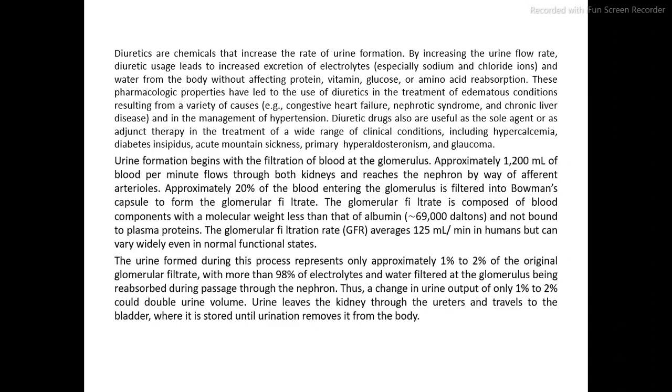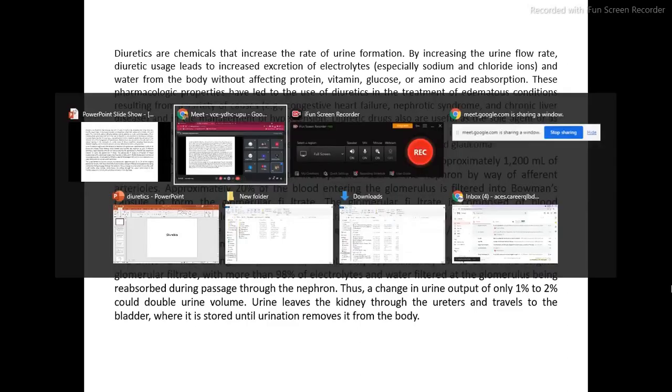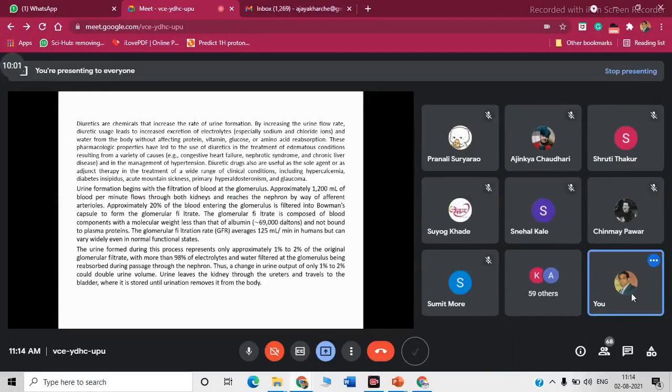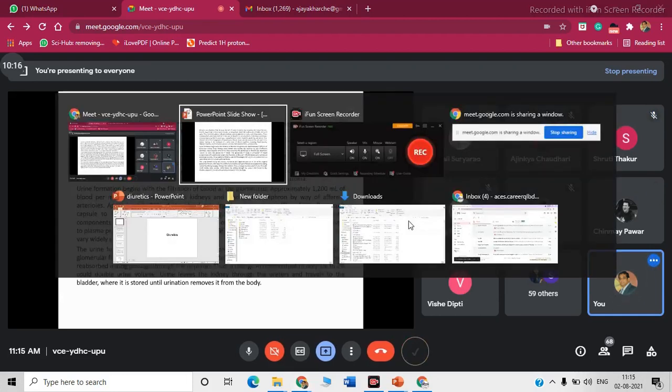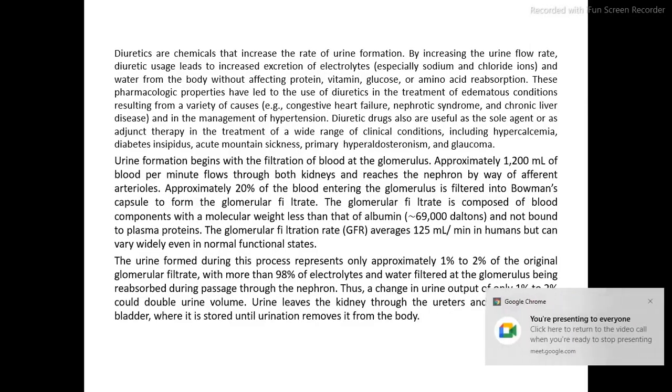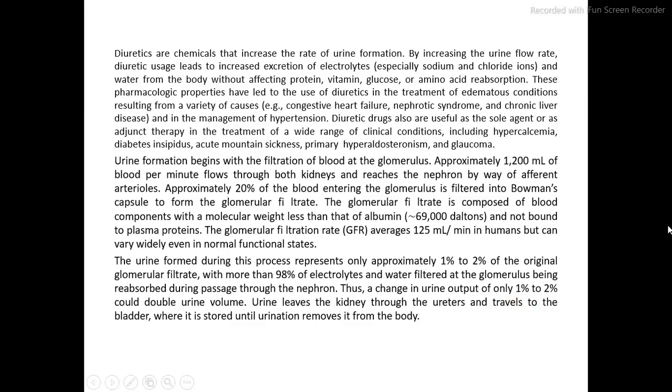So what is diuretics? Sir, slide is not visible. Slide is not visible. Wait. Yes, it is visible. Everyone, please, whether the slide is visible or not. Yes, sir. Yes. Yeah, it is visible. Check out properly.